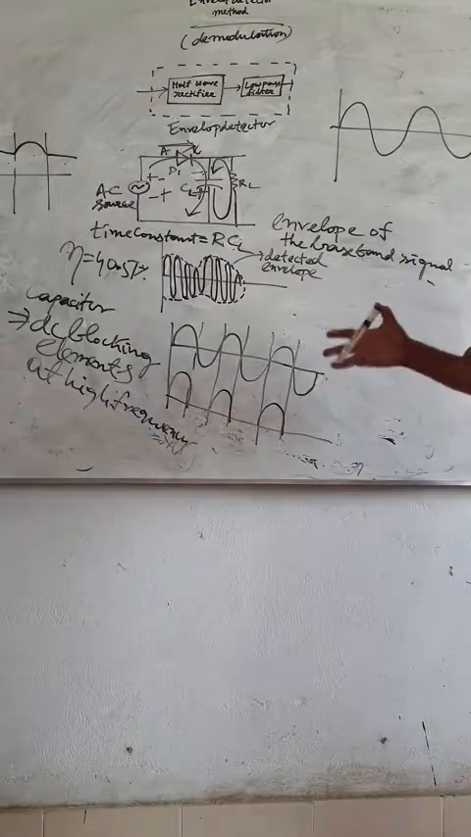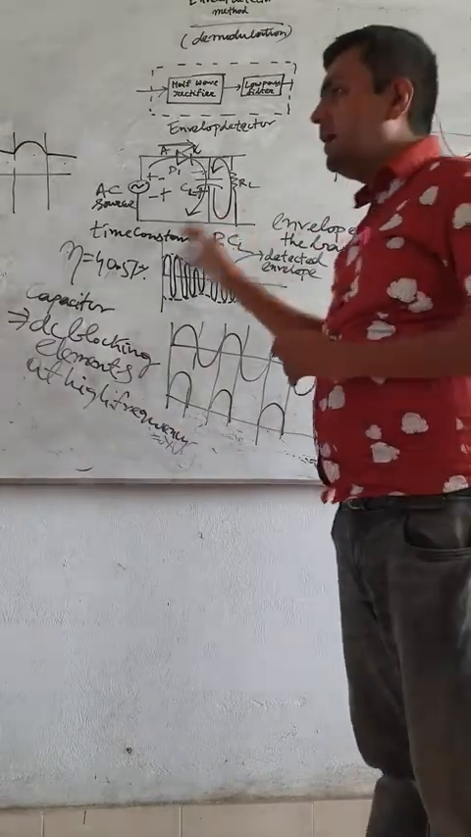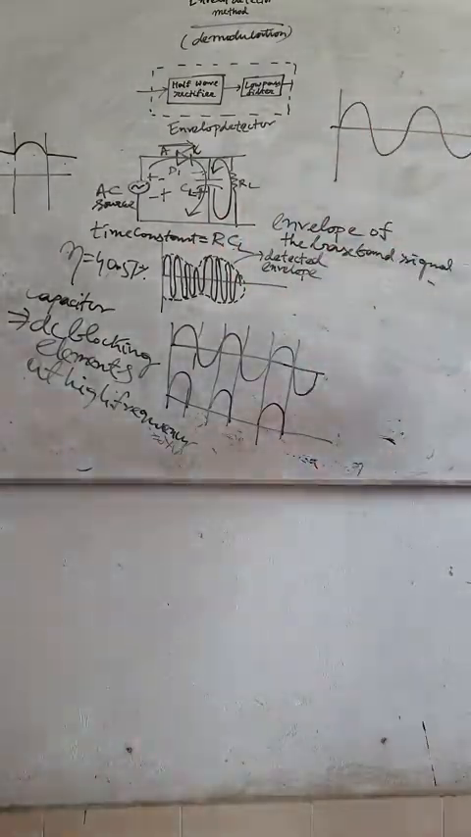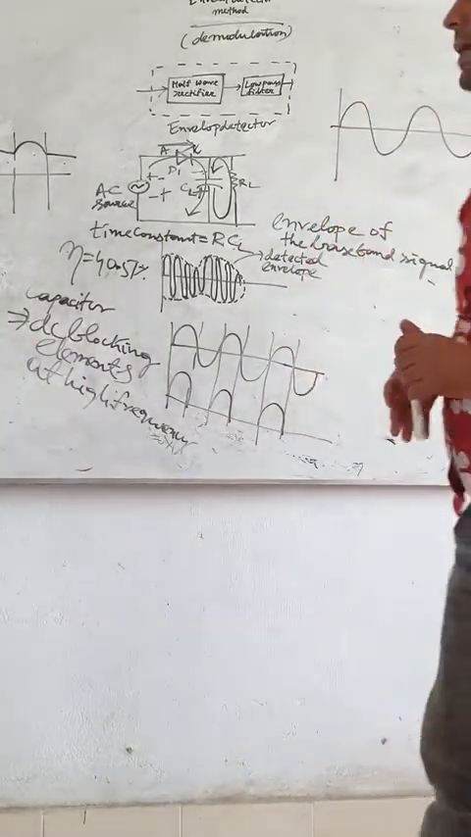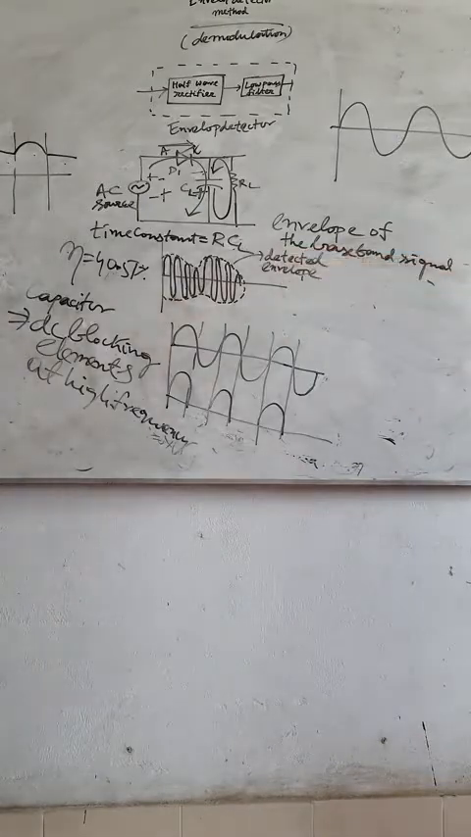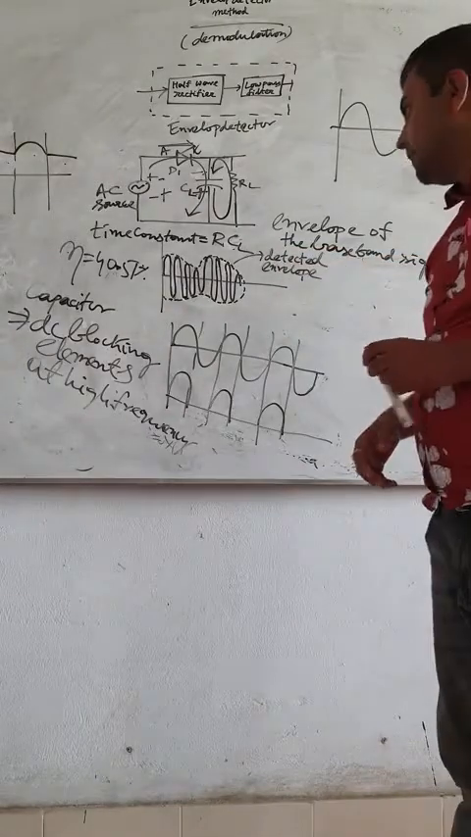So this is our second demodulation method, using the envelope detector. The first demodulation method we have studied is called the synchronous detector. This is the second demodulation method we have studied, using the envelope detector.